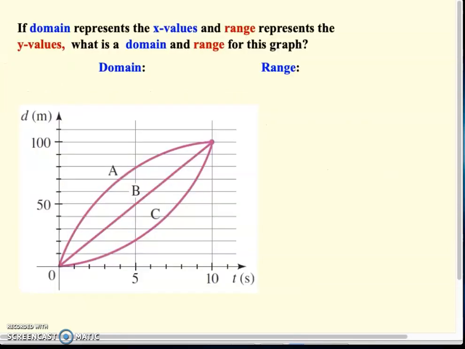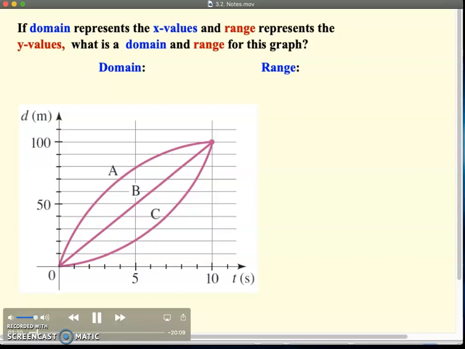So for starters, let's go back to domain and range for a second. Same problem we talked about yesterday in the notes, that idea of the three runners that run the race in different ways but actually start and finish the same in 10 seconds. So your domain means 0 to 10 seconds. When you're doing domain, think x, think x-axis. So we'd say 0 to 10.